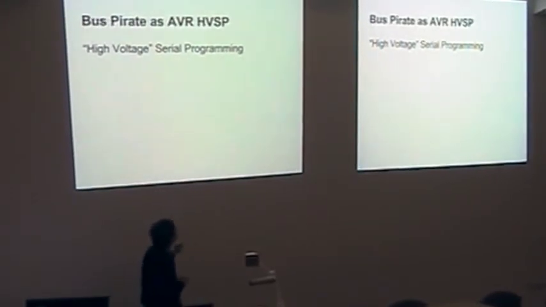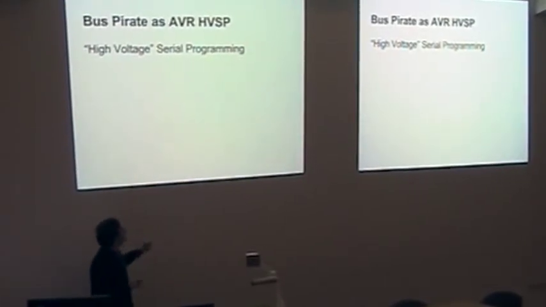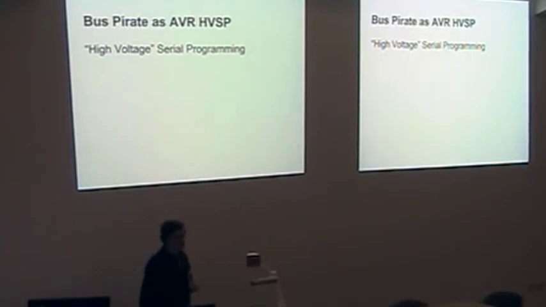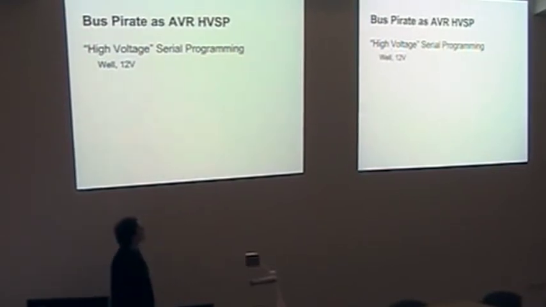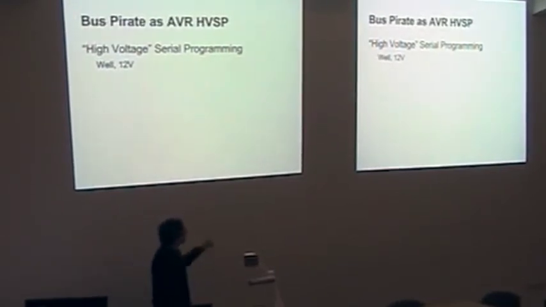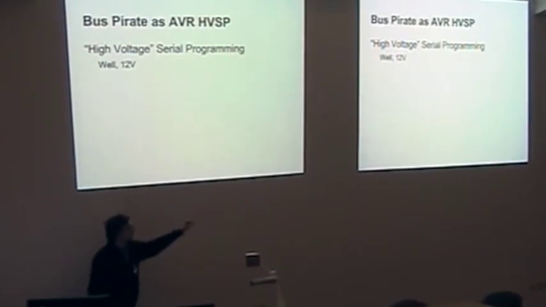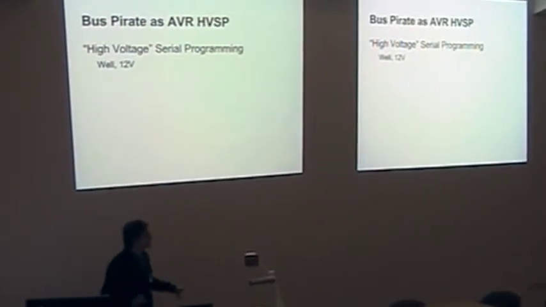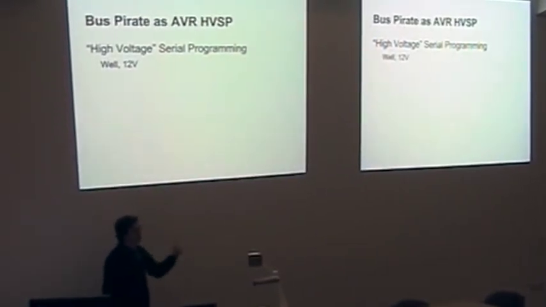So AVR, in their infinite wisdom, came up with another way to program these things, which they call high voltage serial programming, just to put people off. It's actually 12 volts, which isn't particularly high. But the point is that it's higher than anything else you'll ever see on board. So they came up with this fancy custom way of saying, if you put 12 volts into the reset pin, then I'm going to believe that that's a reset and I'm going to shut down the programming mode, even if the pin is just a normal I/O pin.